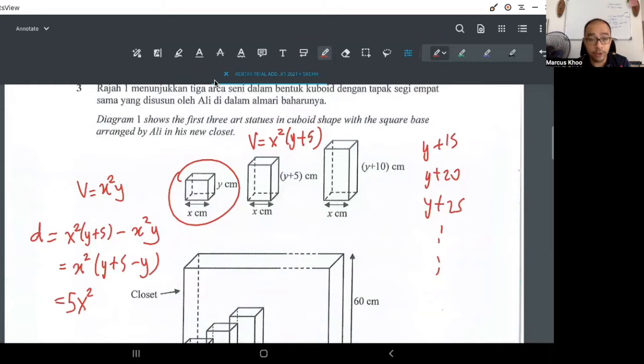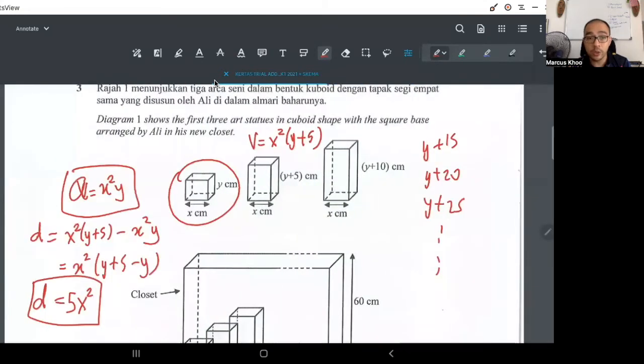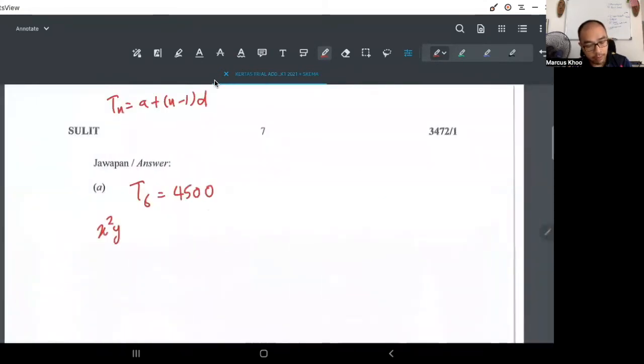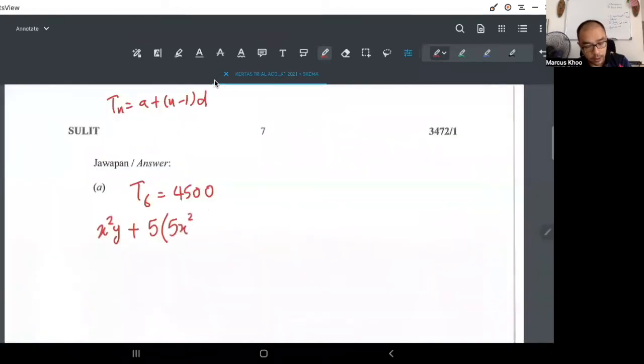So I can already form the arithmetic progression by using the formula Tn equals A plus n minus 1 D. So T6 is 4,500. My A is what? My A is x squared y. So x squared y plus 5, because 6 minus 1 is 5, and then my D is 5x squared, equals 4,500. And this is our first equation. I mean, you can simplify this, but it's essentially our first equation.